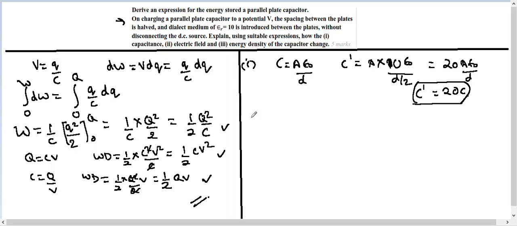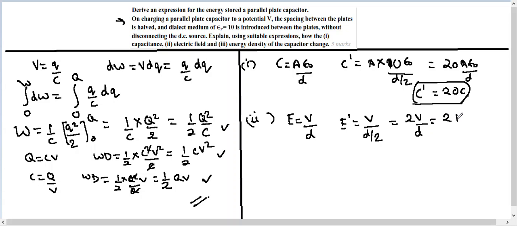Now the next part, that is the electric field. So we know that E is equal to V by D. The potential was the same, however, D got reduced by half. That means it is equal to twice into V by D, that is twice into E. So we can say that E dash is equal to twice of E.